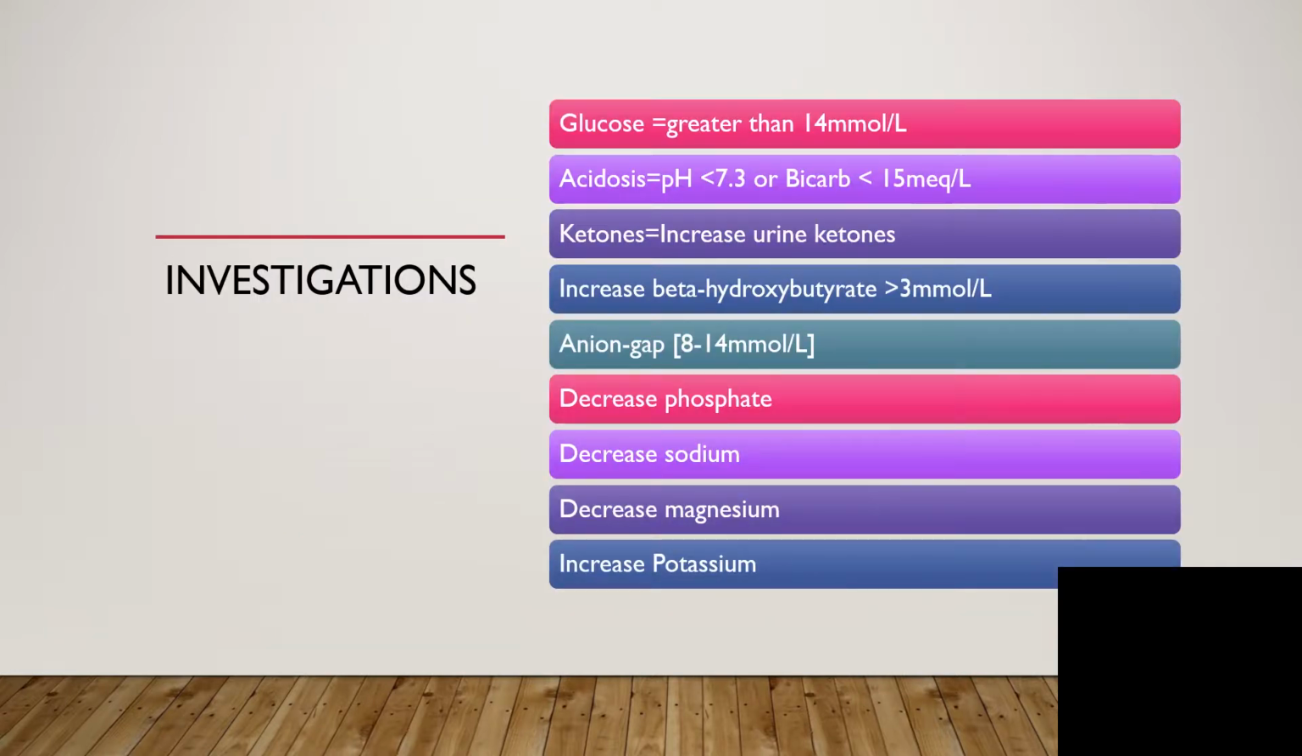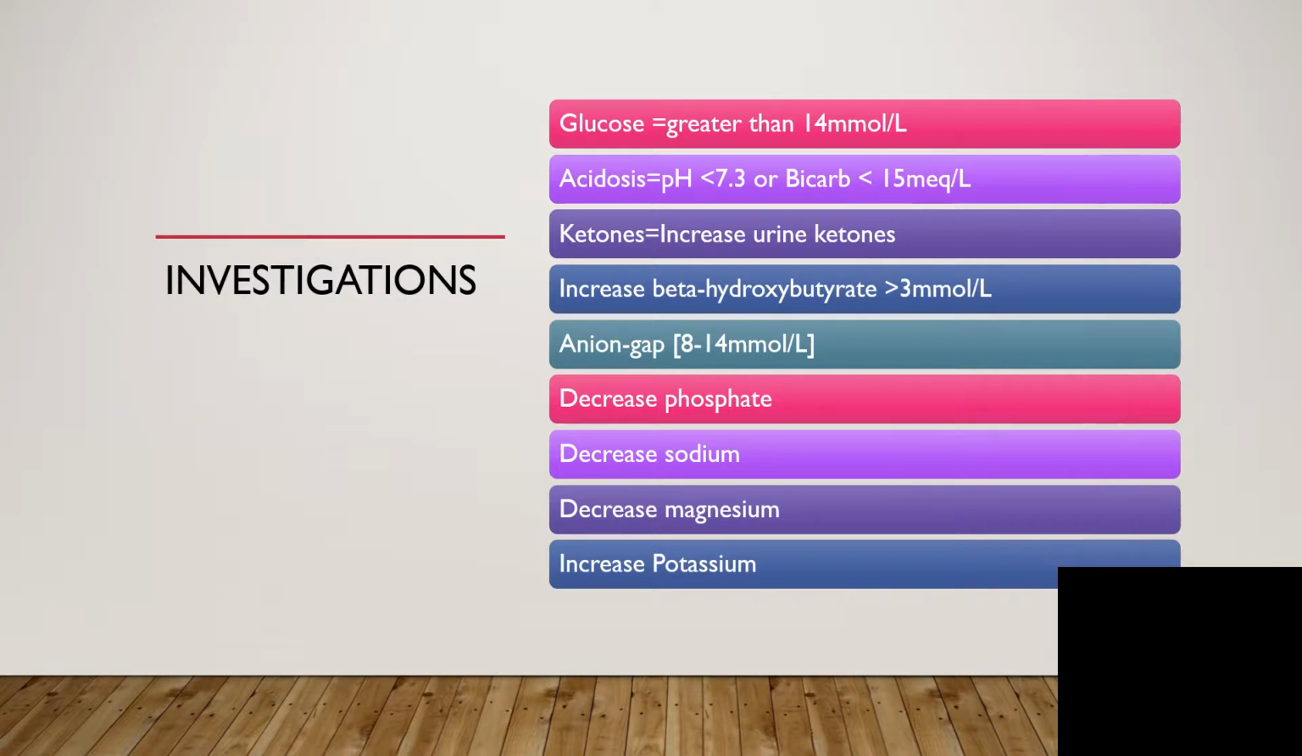The investigations to be done, for obvious reasons, you all know we're going to check glucose, right? It is expected to be very high, greater than 14 millimoles per liter is possible. We are going to check the level of acidosis. We expect venous blood gas or arterial blood gas to reveal pH less than 7.3. And when we check the bicarbonate, it's going to show a low level, lower than 15 milliequivalents per liter. Normal is 22 to 26 milliequivalents per liter.